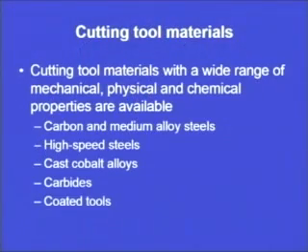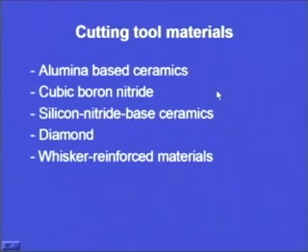Now, cutting tool materials with a wide range of mechanical, physical and chemical properties are available. So there are a number of cutting tool materials available. What are these different types of cutting tool materials? These are in order of how they have found their significance: carbon and medium alloy steels, high speed steels, cast cobalt alloys, carbides, coated tools, alumina based ceramics, cubic boron nitride, silicon nitride based ceramics, diamond, and whisker reinforced materials.